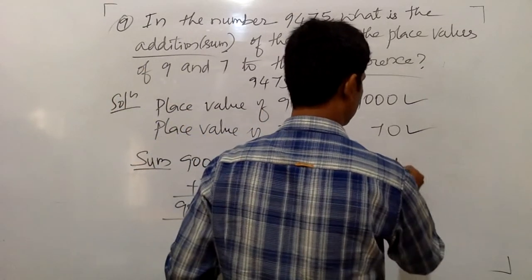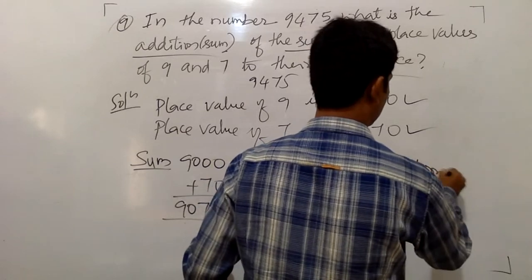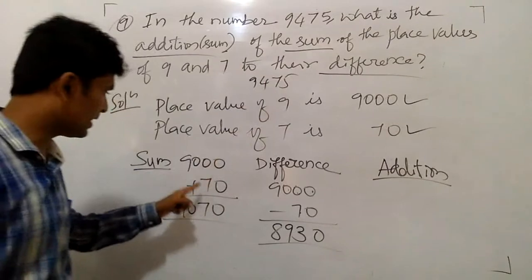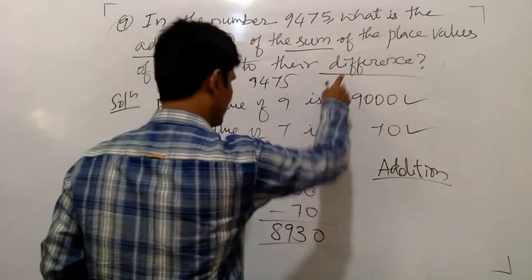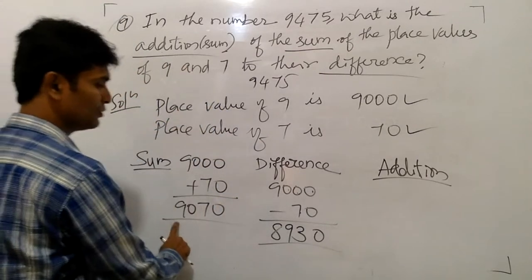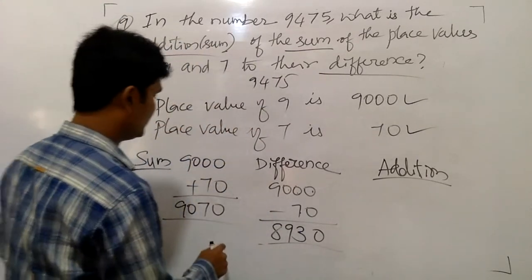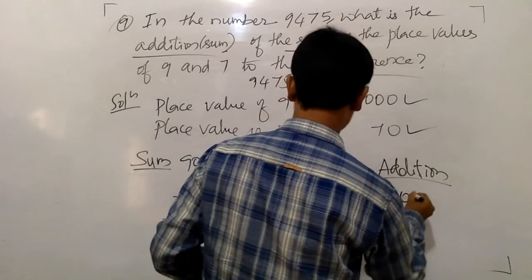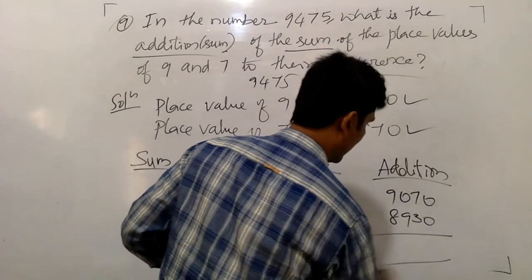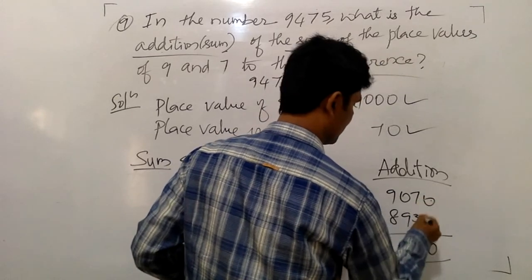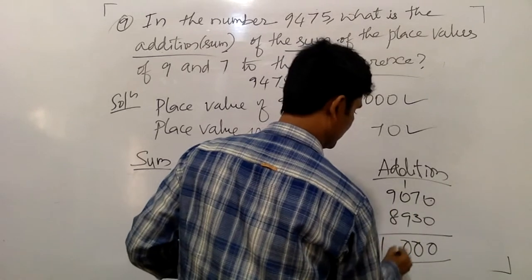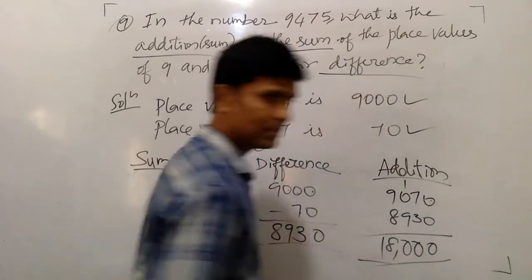So we have to add these two. See, that word is mentioned here. They have mentioned sum, that's why I have taken sum. They have mentioned difference, that's why I have taken difference. Then they asked us to do the addition. Okay, now 9070, 8930. If we add these two, this is 0. 7 plus 3 is equal to 10. Okay, 1 carry. This is 18. 18,000 will come. This is the answer.